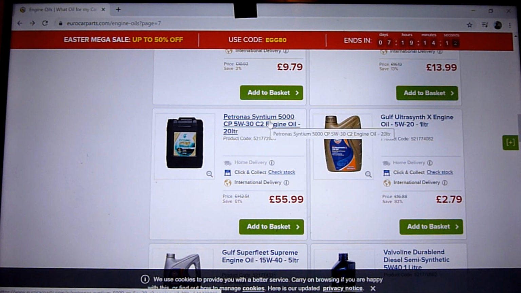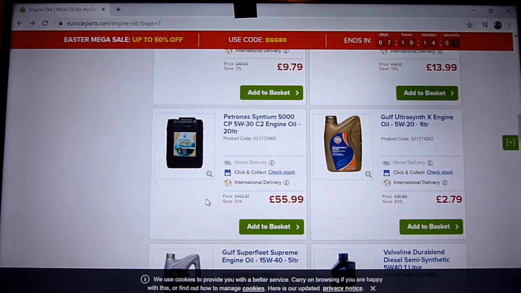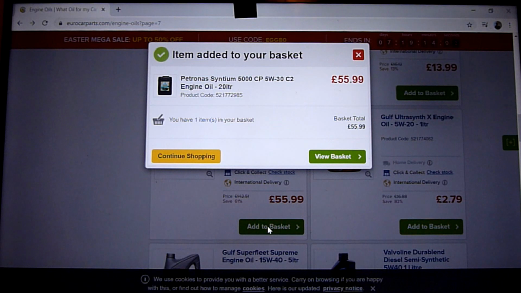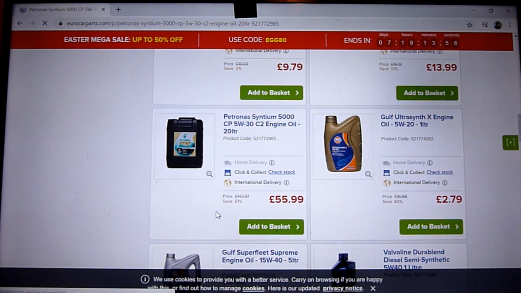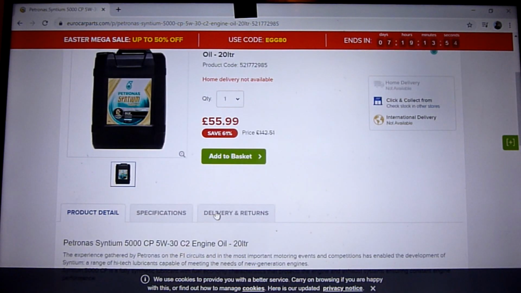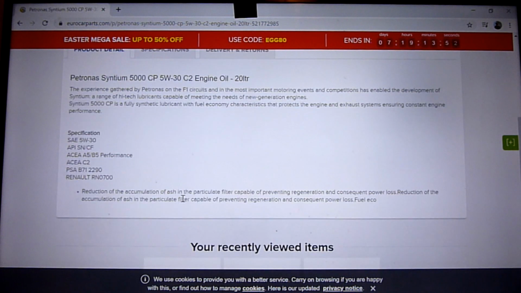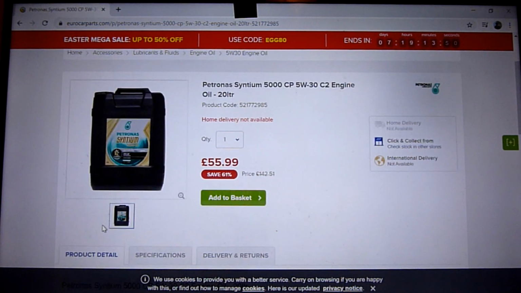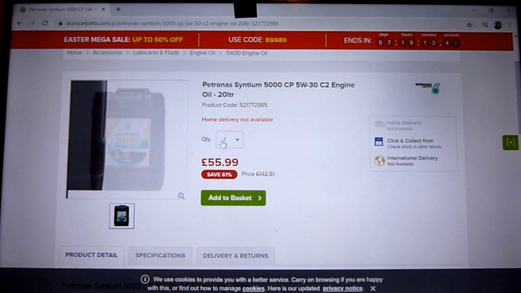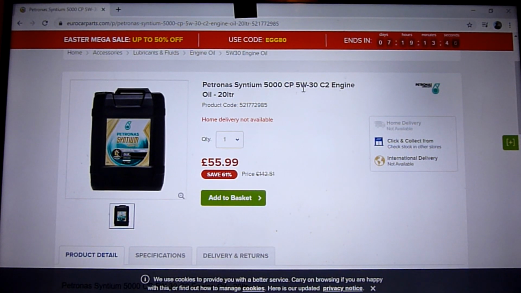Just bear in mind the ash content is slightly higher. C1's the one we're looking for. So if I went add to basket, view, oops, let's view it first. Let's view the oil. Right, so we know what this is. It's 20 litres, 5W30, slightly thicker, which is okay.